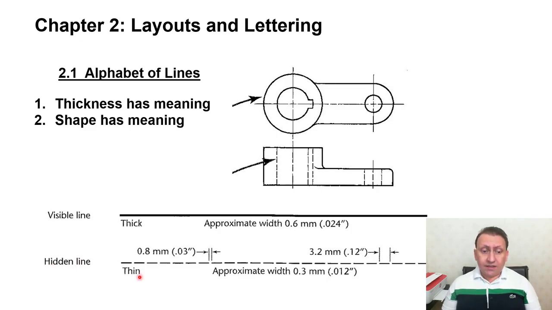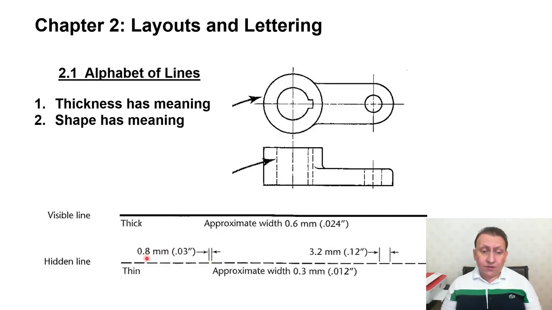Then we have the second type of line, called the hidden line. The hidden line is a thin line. So if you ask about the characteristic of this line, is the hidden line thick or thin? The answer is thin. What's the shape of the hidden line? Is it continuous? No, the answer is it is dashed, and they are equal dashes. So dash dash dash dash, as you can see here.